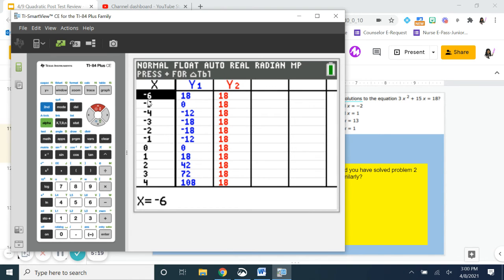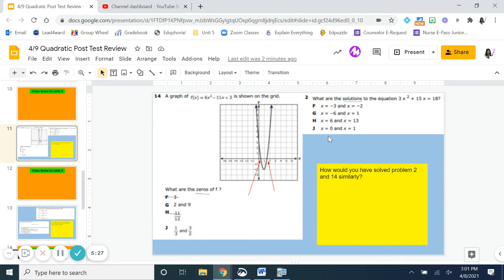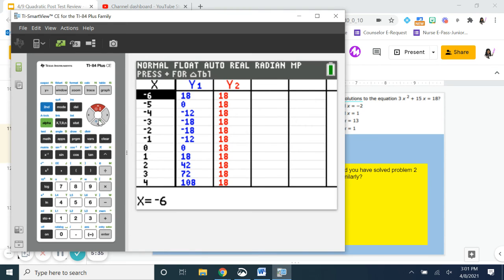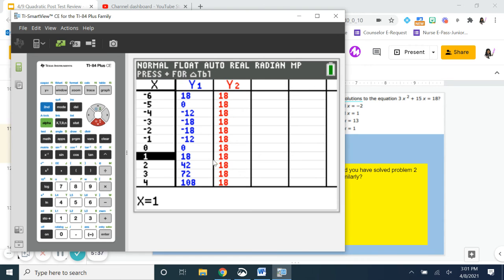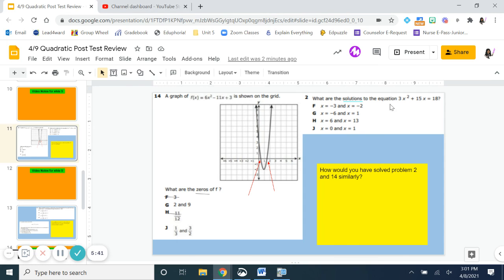Okay. So I know one of my intersections or one of my solutions happens when x is negative 6. And if I look at my answer choices, it looks like there's only one, but let's just double check that the other one is supposed to be 1. When I go back to my calculator, when x is 1, yep, both 18. And that is how I find my solutions.